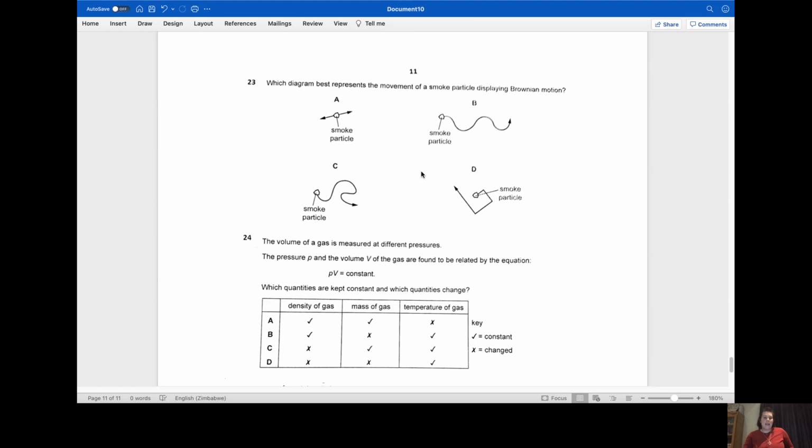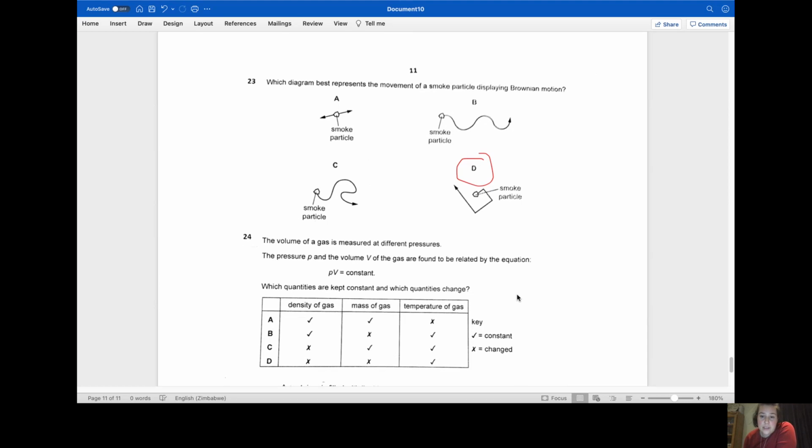Okay, 23, which diagram best represents the movement of a smoke particle? Your answer is going to be D, because remember the smoke particle hits something and then bounces off. B is kind of just wavy, it's not really hitting anything. And the same with C, it's kind of wavy, it's not hitting anything. It has to be D because the smoke particle hits the air particle and then bounces off completely in a different direction. Okay, so that's your answer, D.